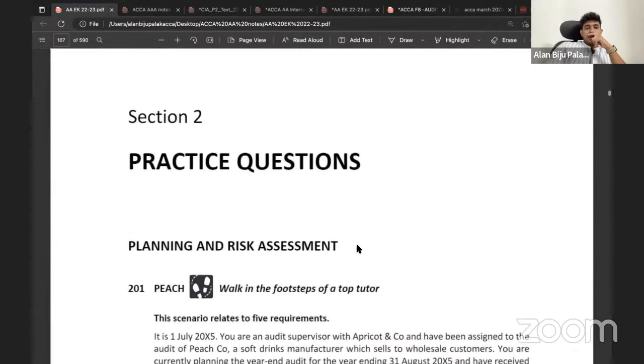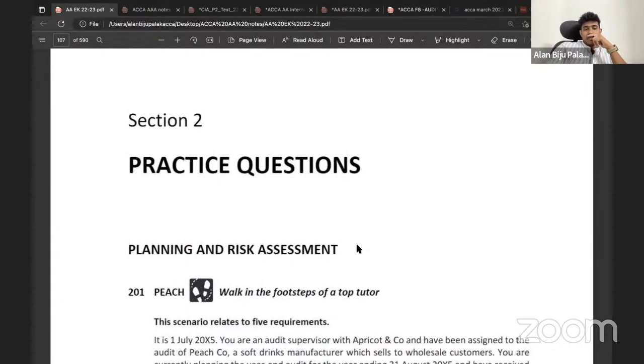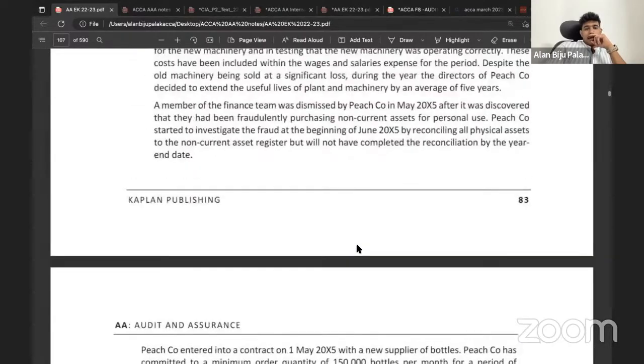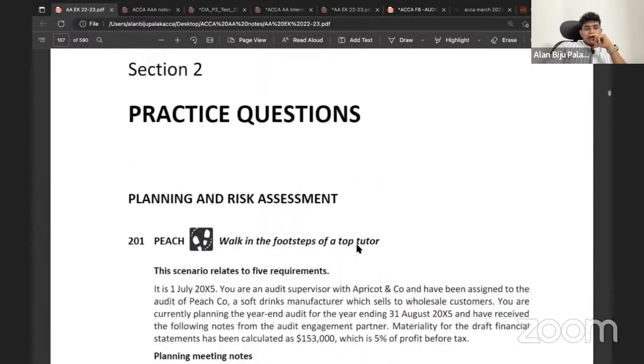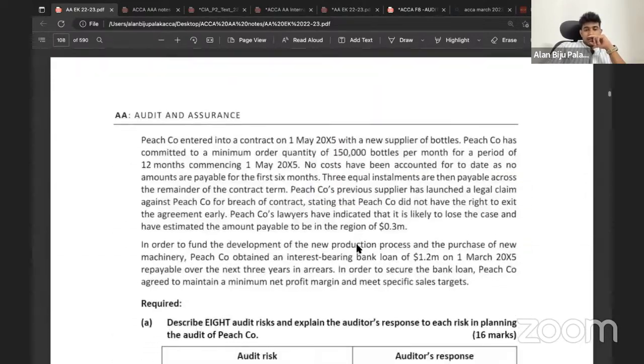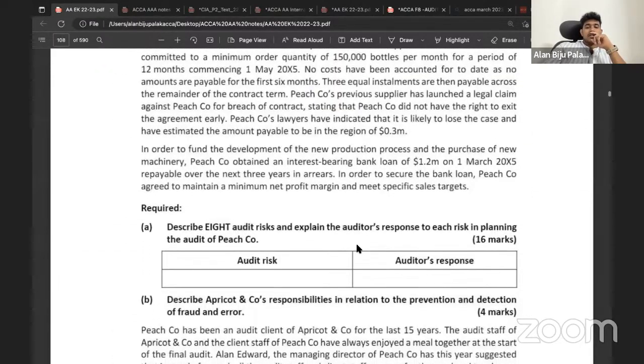It is a question from the Kaplan 2022-23 revision kit. It's on page number 83, question number 201, Pete's, which is one of the most latest questions. So they have asked us to identify 8 audit risks as well as 8 auditor's responses.